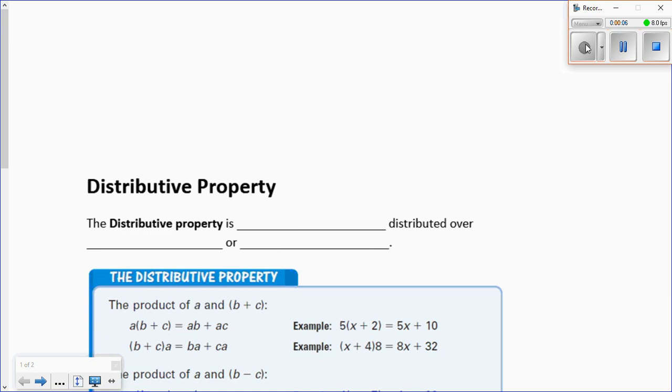Today we're going to do J4 of Unit 1 on expressions. Today we're going to be focusing on the use of distributive property and how we use that to simplify algebraic expressions.